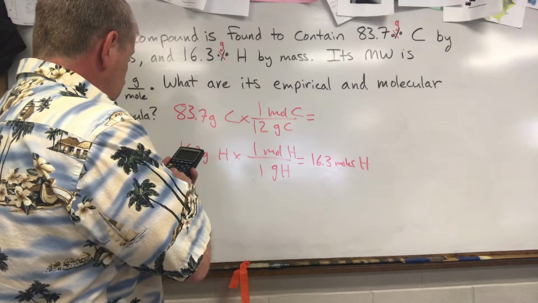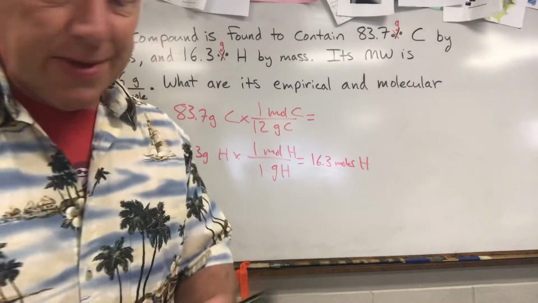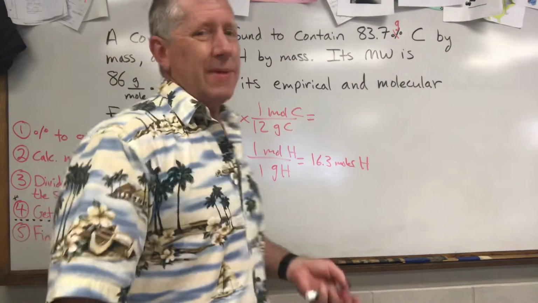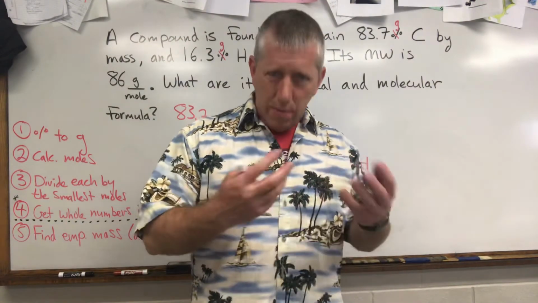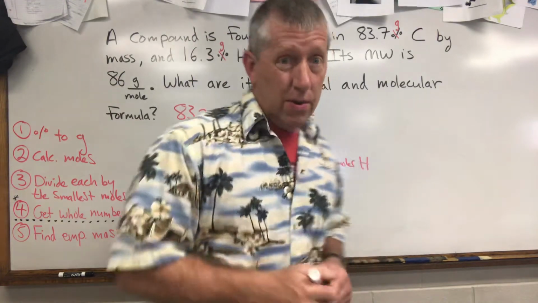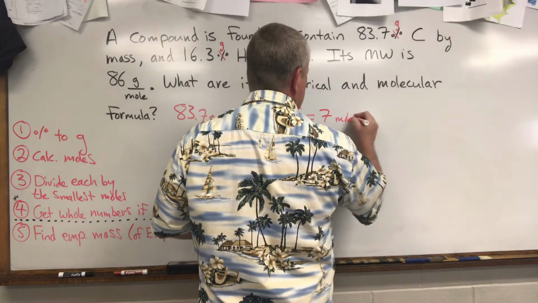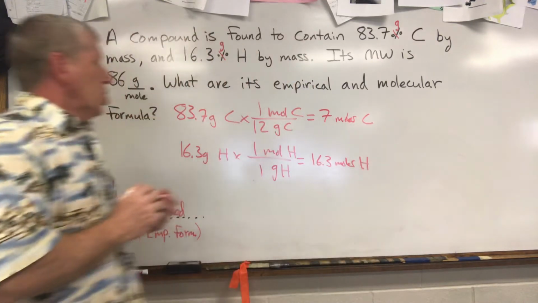83.7 divided by 12. Okay, 6.975. What do you think that's supposed to be, given there is always a little bit of experimental error? 6.975, 7. Okay, 7 moles of carbon. All right, so step 1 done.